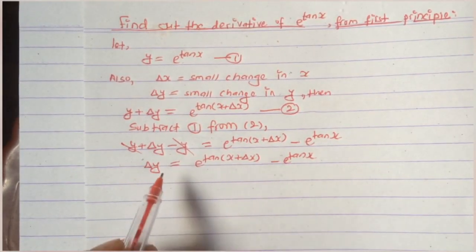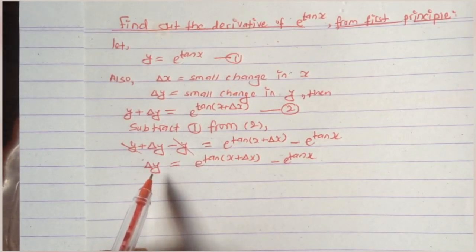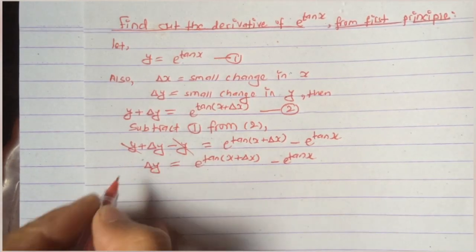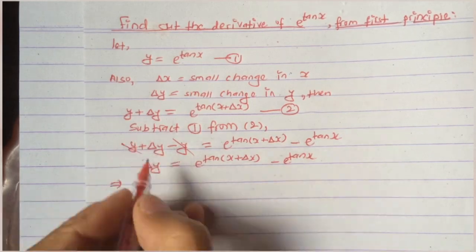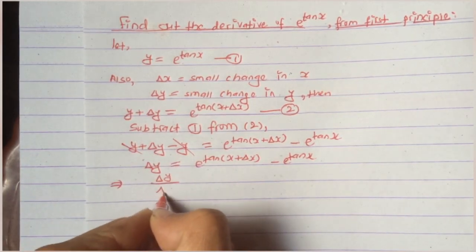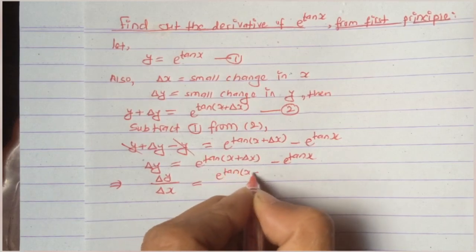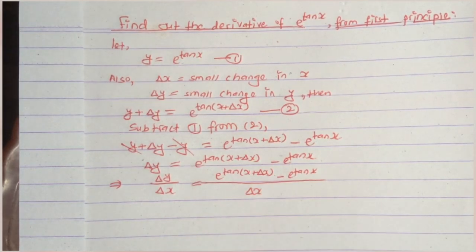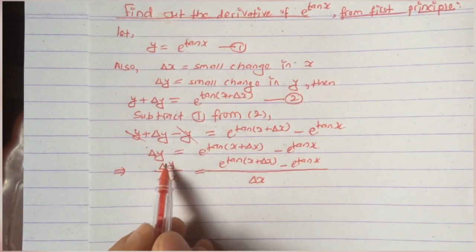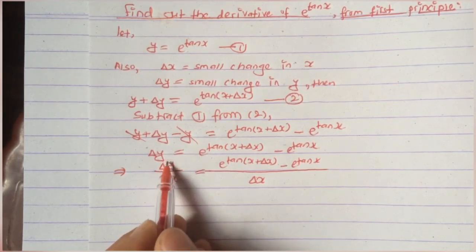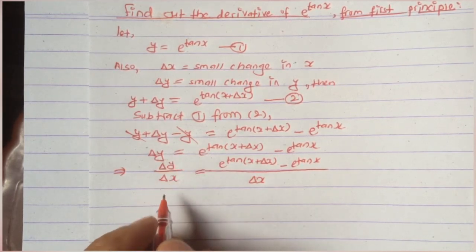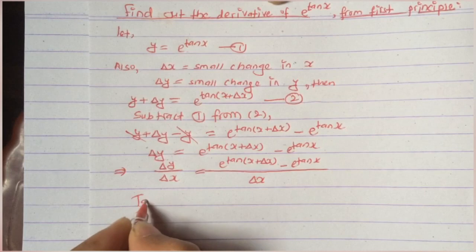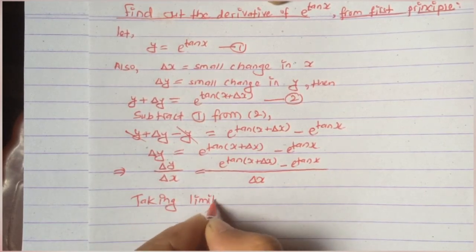To find the derivative of y, or the given function, with respect to its variable means to find the change in the value of the function with respect to the change in its variable. So for that you have to divide the given expression by del x, so that you get del y by del x equals e^(tan(x plus del x)) minus e^(tan x), the whole divided by del x. Now, to find the derivative, you have to consider that the change in the value of x is very small.